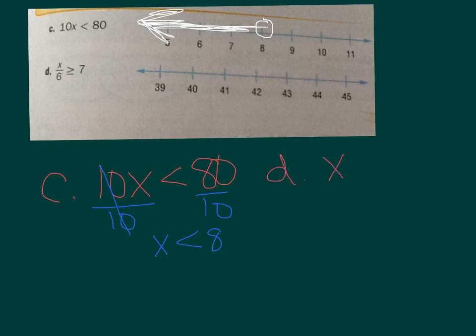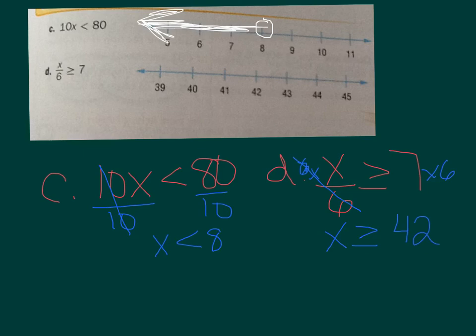I have x divided by 6 is greater than or equal to 7. If I'm dividing by 6, I need to multiply each side by 6. My 6's cancel, and I'm left with x is greater than or equal to 7 times 6 is 42.